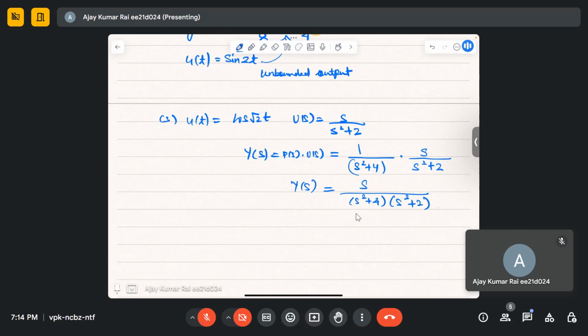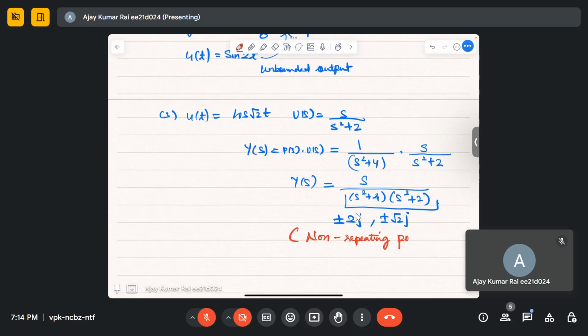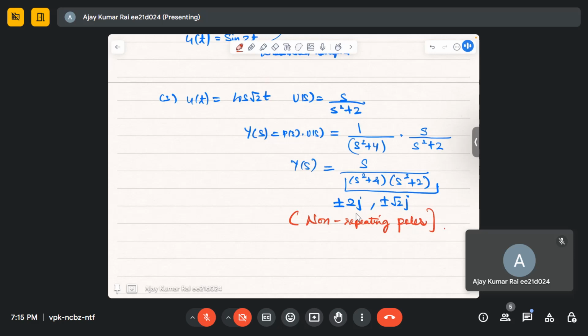If you just see this, what are the poles for this? You get plus minus 2j and plus minus root 2j, right? So these are non-repeating roots, non-repeating poles. Because of these non-repeating poles for the given input, cos of root 2t, which is a bounded input, you will have a bounded output.